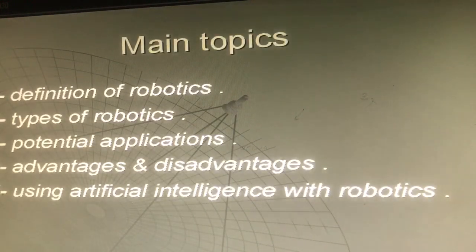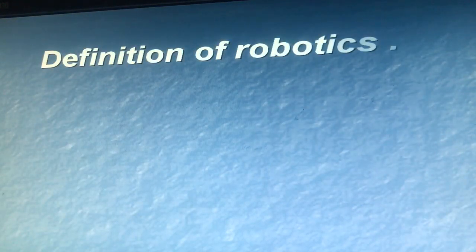So the main topics in my presentation: first, definition of robotics; second, types of robotics; third, potential applications and advantages and disadvantages of robotics; and the last one, using artificial intelligence with robotics. So let's start with the definition of robotics.